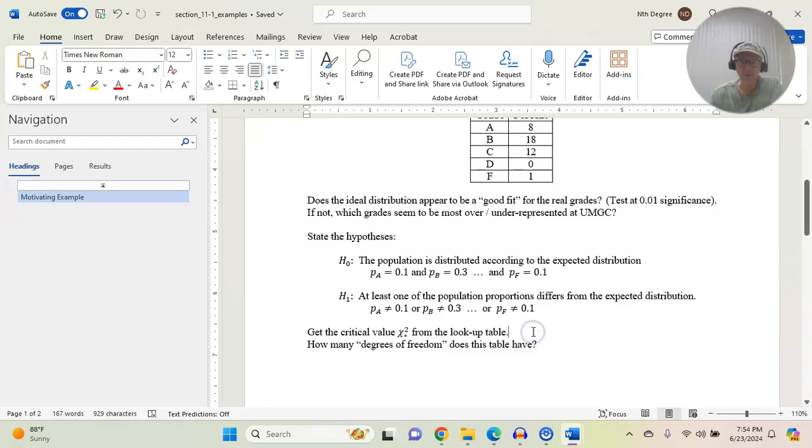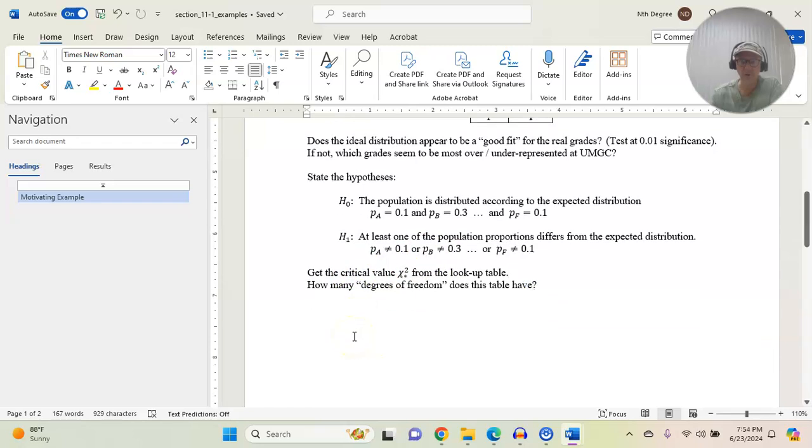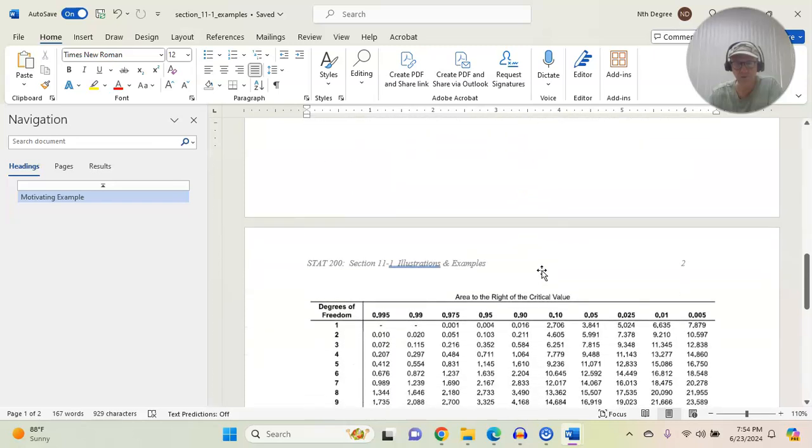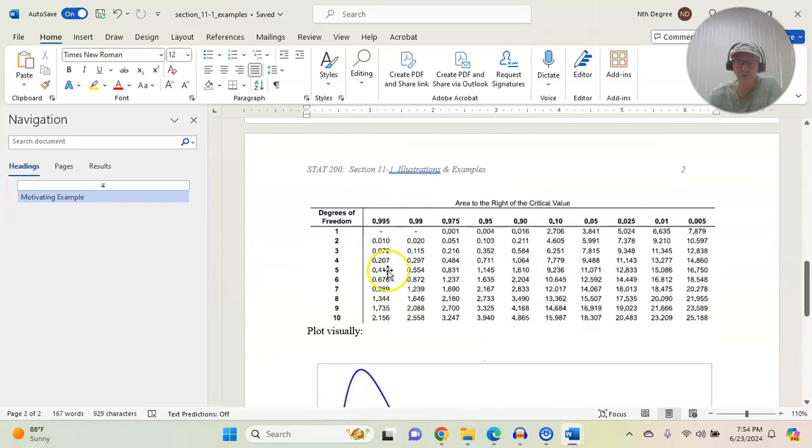All right, now we need to get a critical value, a cutoff point, to describe our 0.01 significance from this lookup table, a chi-squared lookup table. And again, this kind of table will be given to you in your homework set if you need to find it. So the area to the right of the critical value, that's another way of saying the significance. This problem is 0.01 significance, so we're going to be looking at this column here.